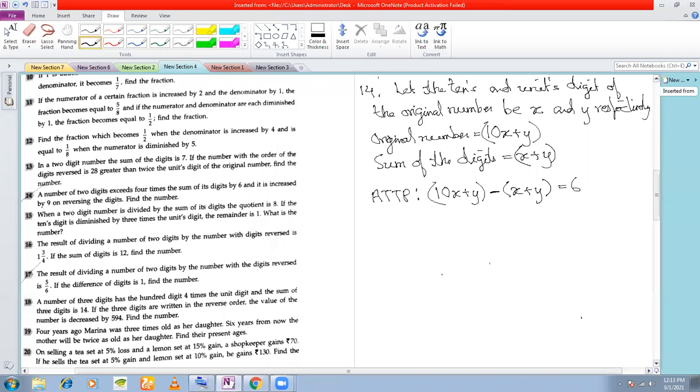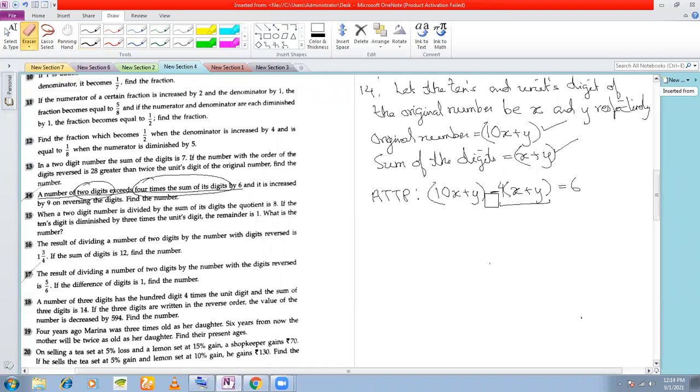Tell me. Sir, can you please explain it once again? See, if you read this question, it says a number of 2 digits exceeds 4 times the sum of its digits by 6. What is the number of 2 digits here? 10x plus y. Exceeds the 4 times the sum. So this is 4 times the sum. What is 4 times the sum? 4 times the sum of the digits is 4 into x plus y, because the sum of the digits is x plus y. You understood?